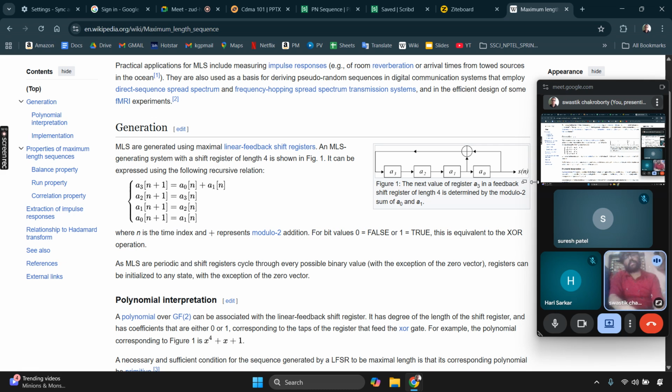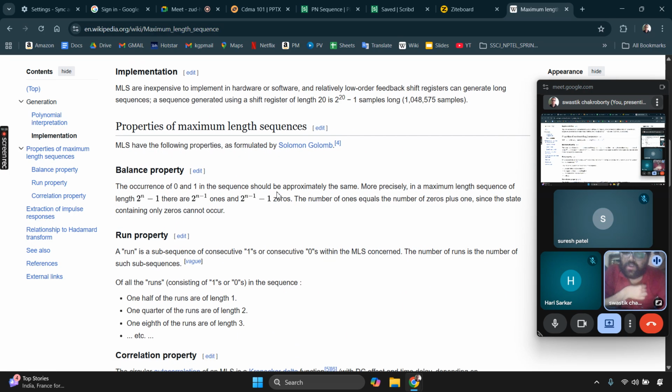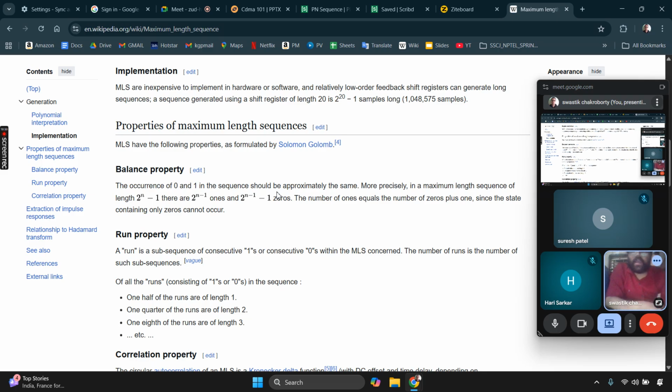1 plus x^4 cannot be further factorized, so we can say that the sequence that we have generated using this linear feedback shift register is a maximal length sequence, or M sequence. So what are the properties of an M sequence? The properties of an M sequence that have been demonstrated are the balance property, run property, and correlation property.